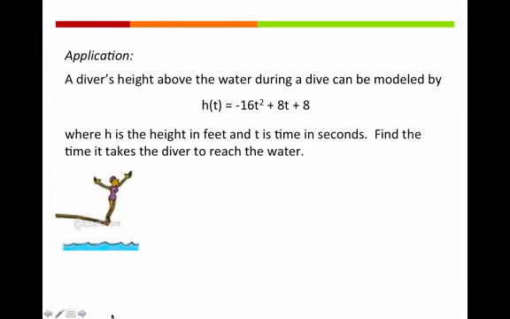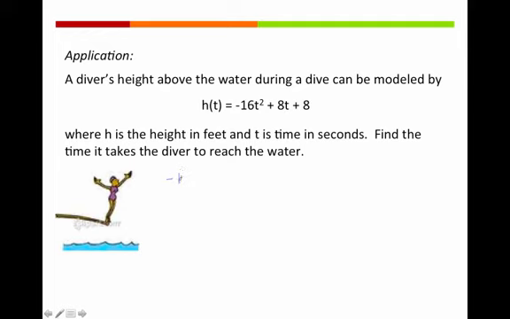So let's look at an application problem. I've got a diver's height above the water modeled by this quadratic function, where h is the height in feet and t is the time in seconds. So I want to find the time that it takes the diver to reach the water. We've done this by graphing, but let's do this by factoring. Well, notice here I've got a greatest common factor.